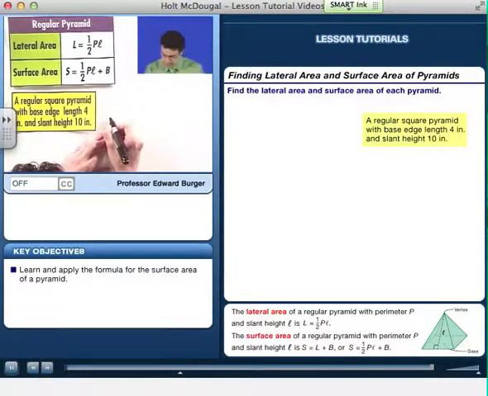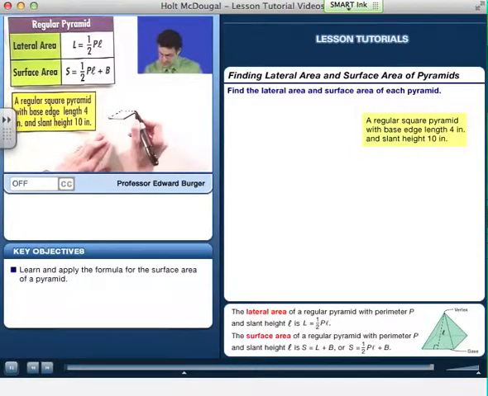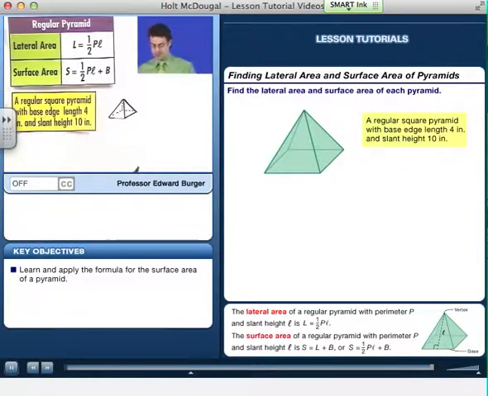We want a square base. You're saying, why is he drawing them dotted? Well, because once I put this top in, those will actually be hidden. So there's a pyramid. There's my artist's rendition, anyway, of a pyramid. And now I want us to label what we have here. So a regular square pyramid.